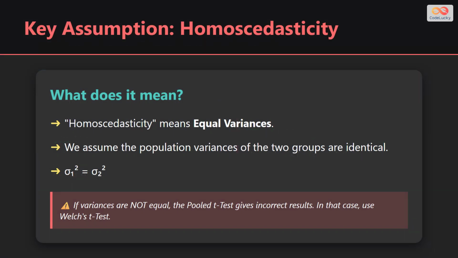The most critical assumption for this test is homoscedasticity, which is a fancy word for equal variances. We assume that the population variance of Group 1 is equal to the population variance of Group 2. If the data spreads are significantly different, using this test can lead to wrong conclusions. In those unequal cases, we would use Welch's t-test instead.